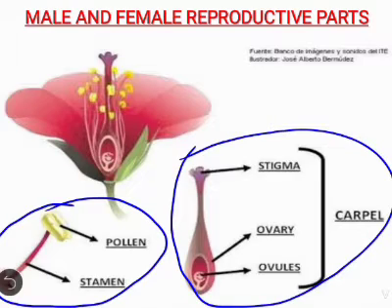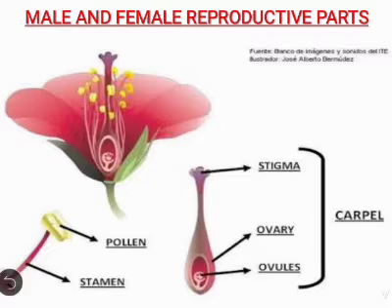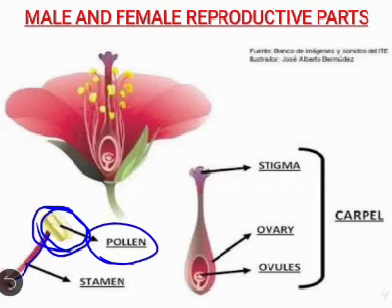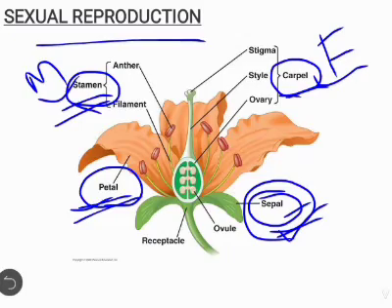This stamen has a long filament, with an elongated sac-like structure on the tip. This is the filament, and this is the swollen tip of the filament which is known as anther. It contains pollens. You can also understand from this picture.